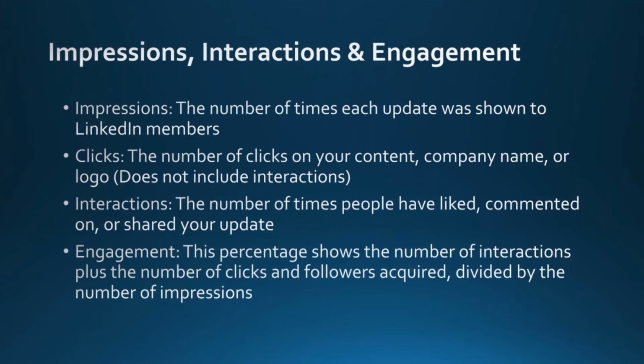Your interactions, however, are the number of times people have liked your post, how many comments have been left, and how many times it's been shared. And then your engagement is a percentage, and this percentage shows the number of interactions plus the number of clicks and followers acquired divided by the number of impressions. So this is basically a number that shows you the percentage of people who have engaged with your content in some way based on how many people it's been shown to.